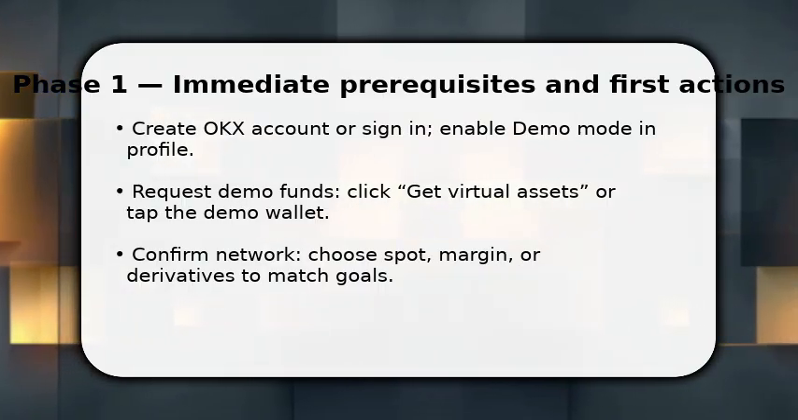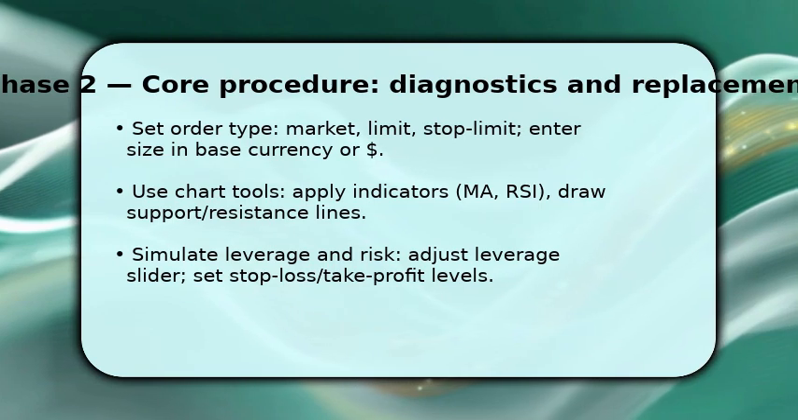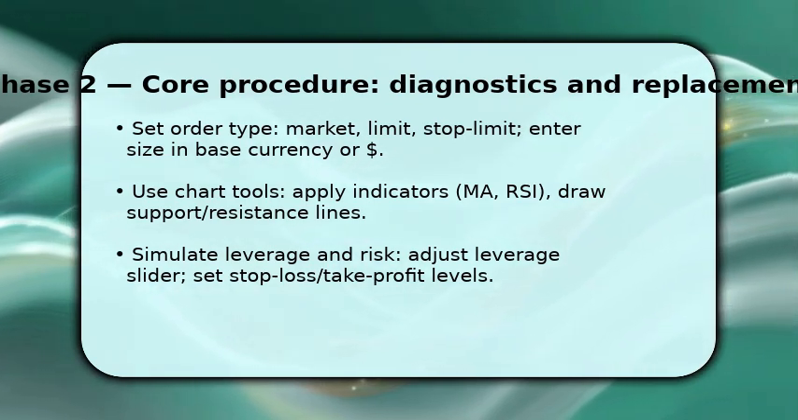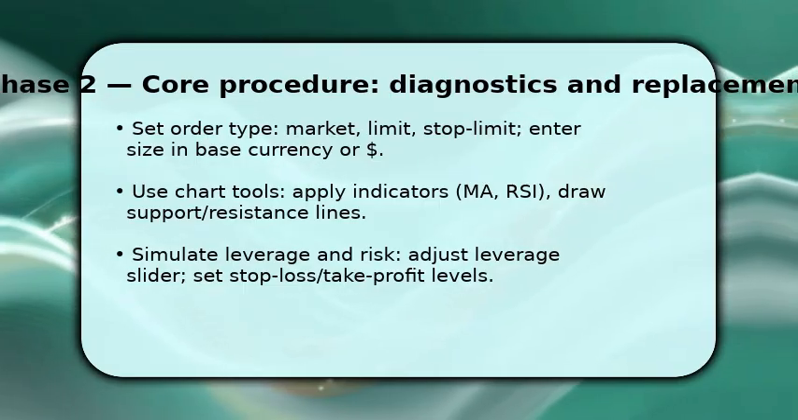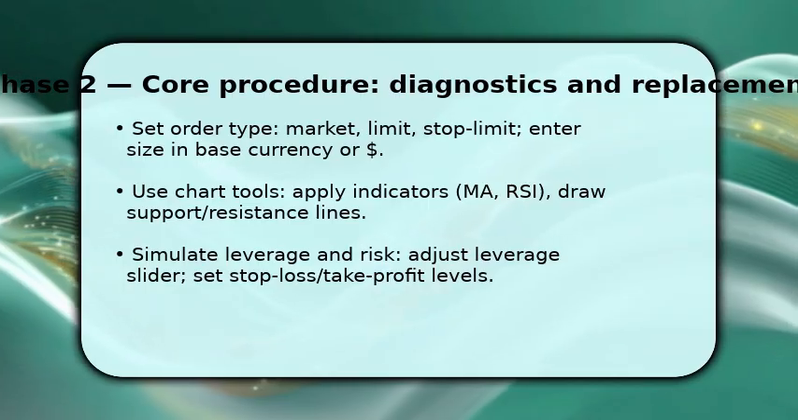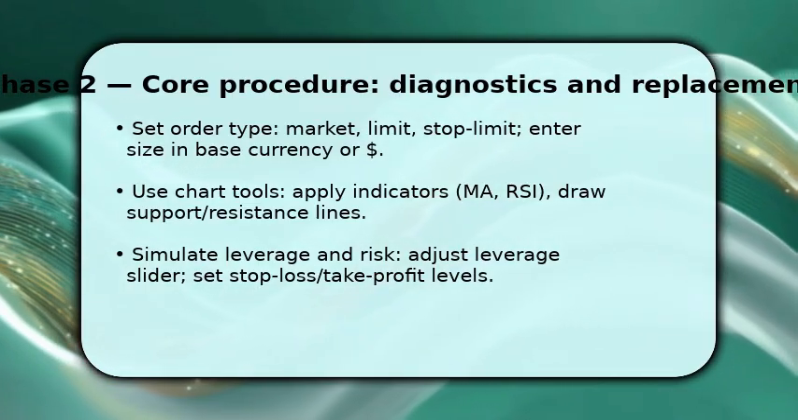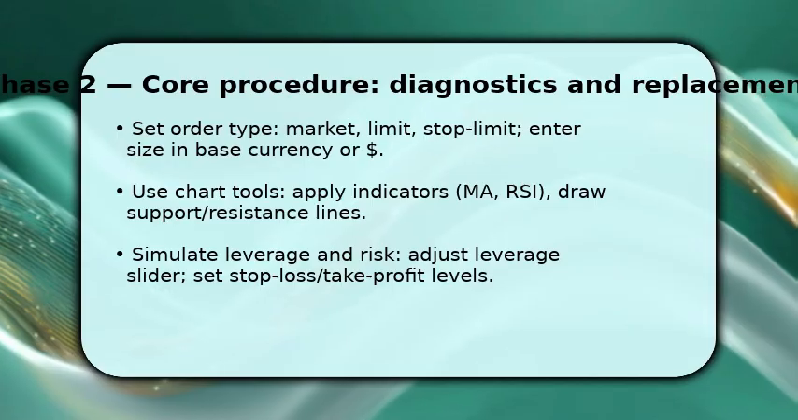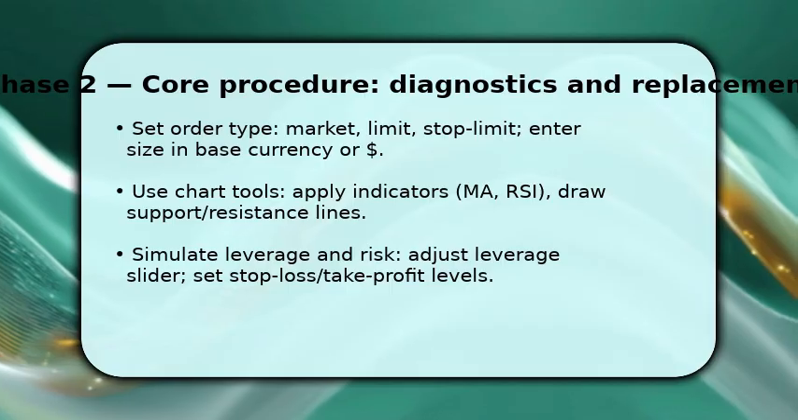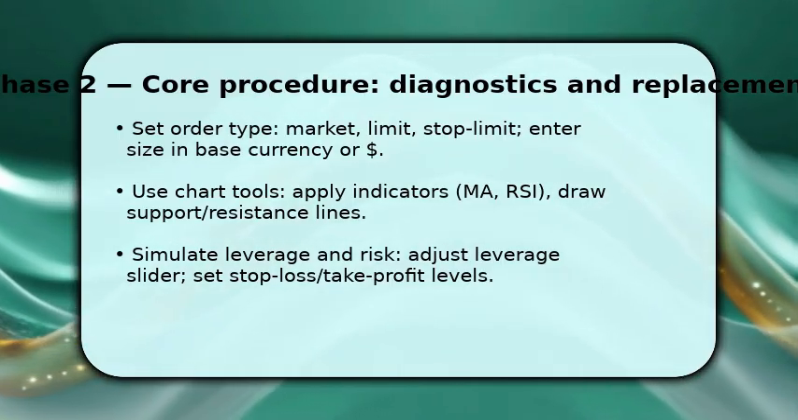Now you place your first demo trades and engage the interface. Choose order type, market for instant fills, limit to control entry, or stop limit for conditional orders, and enter size in base units or dollars. Next, open the chart and apply indicators like moving averages and RSI, draw support and resistance to plan entries. Finally, use the leverage slider and add stop loss and take profit orders so you practice risk control. This mirrors real execution and builds disciplined habits.